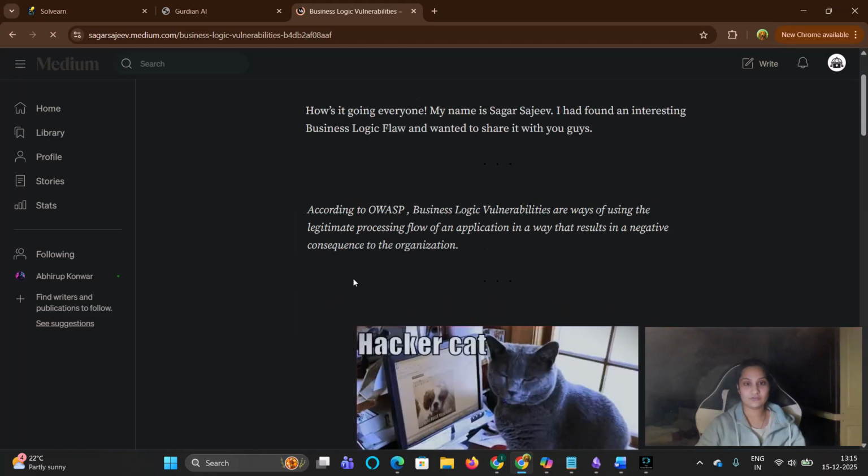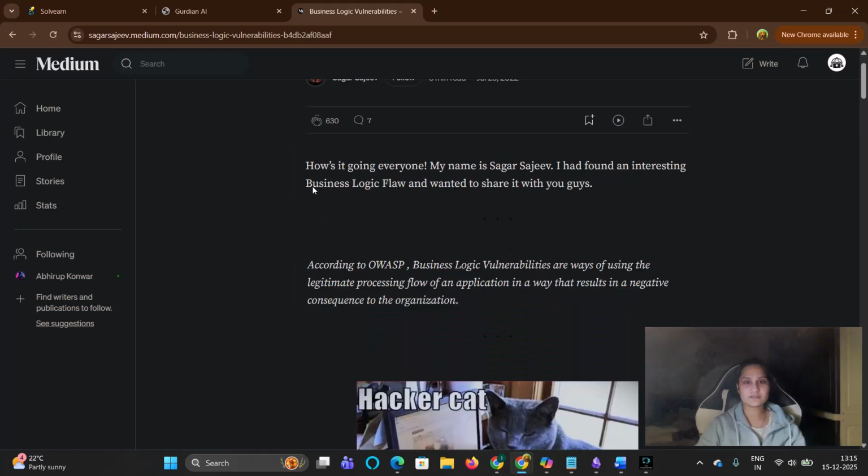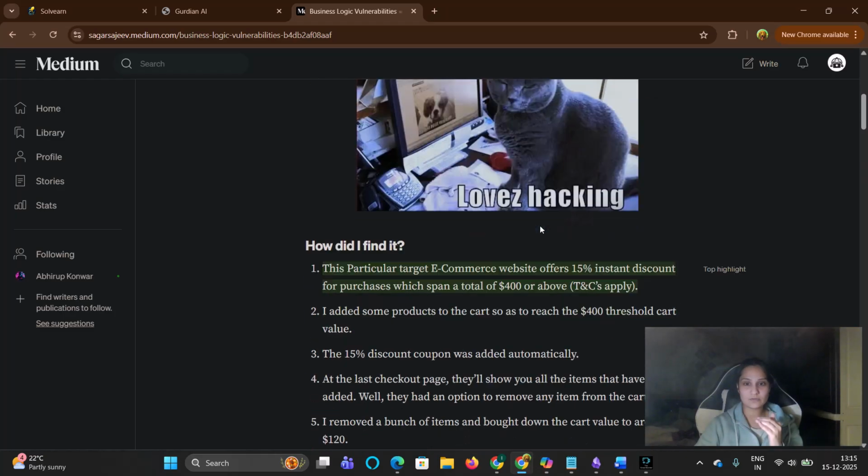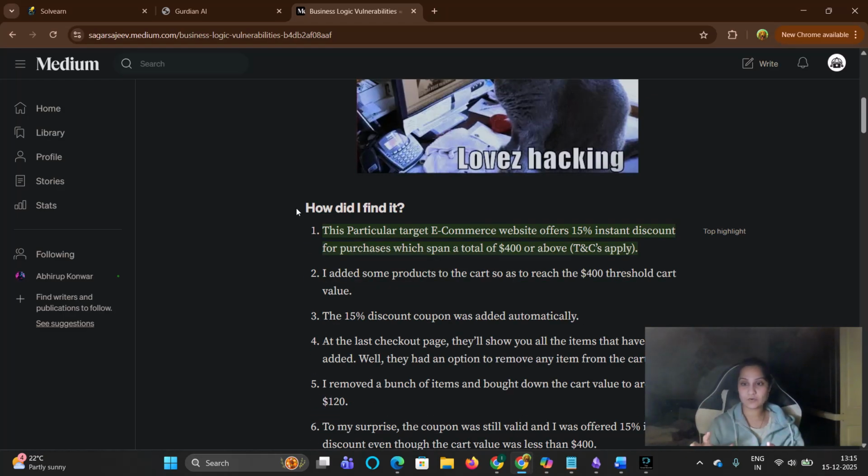You can see over here, guys, they have found an interesting business logic flaw and wanted to share it. He said, according to OWASP, BLVs are ways of using the legitimate processing flaw of an application in a way that results in negative consequences to the organization. As I mentioned, it is a process, a flaw which can be abused, which can be manipulated. So that is what is happening here as well. How did he find it out? Let's see the step-by-step procedure he used.